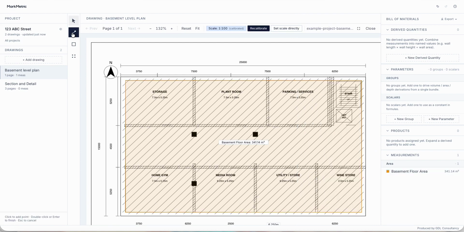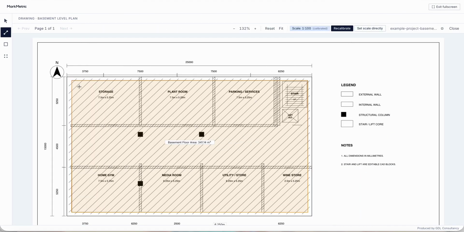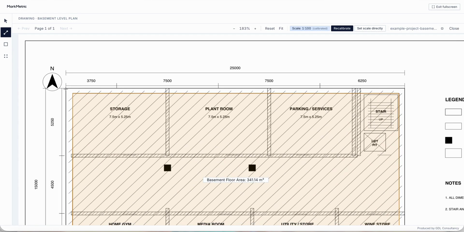Work across the whole floor the same way. Measure each area once, and they're all held live, ready to build on.